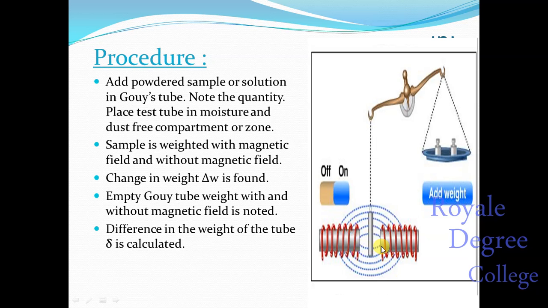The change in the weight, that is delta W, is found. Before filling the sample in the tube, the weight of the empty Gouy tube without magnetic field and with magnetic field are taken. The difference in the weight of the tube, delta, is calculated.